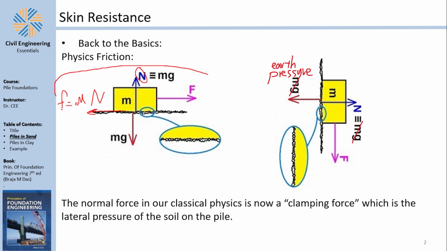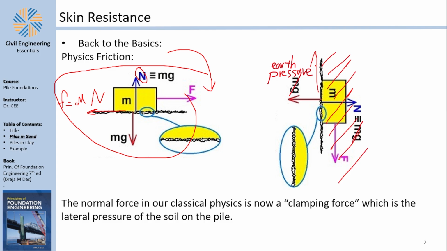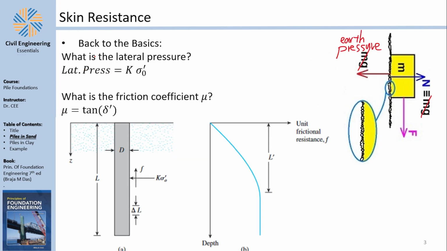Now I want you to take this entire picture and rotate it 90 degrees to reach the friction of a pile. If you have a pile on the right side, then the amount of friction resistance on the pile depends on the normal force on the pile, which is the lateral force of the soil, the clamping force, and the friction coefficient that depends on the soil characteristics. So basically what I'm saying here is that the friction is going to be the lateral pressure multiplied by the friction coefficient, based on physics, because you know that the friction force is N multiplied by mu.